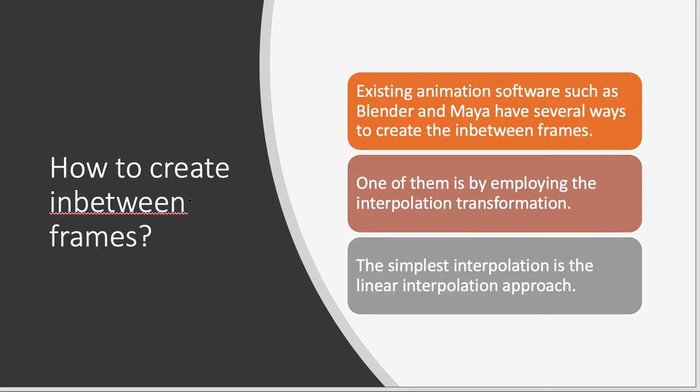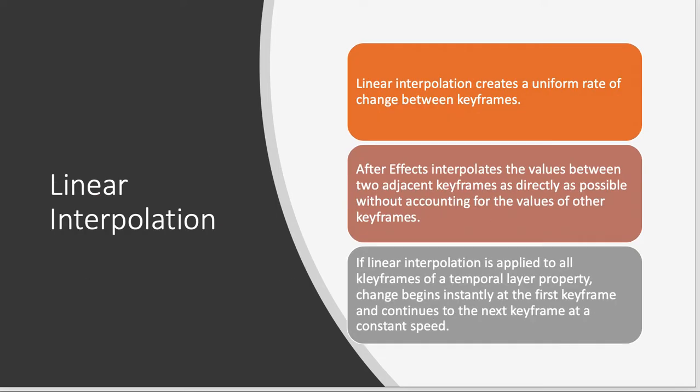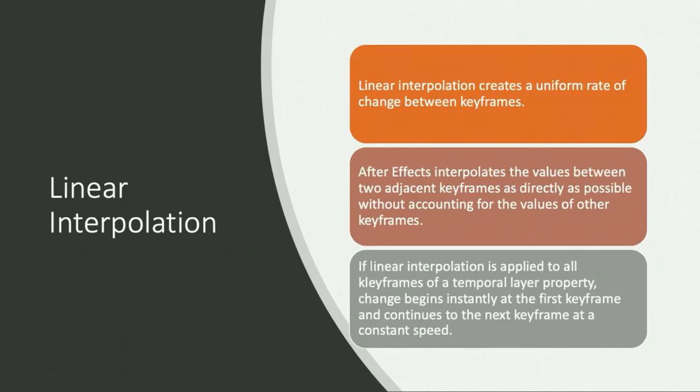How do we create in-between frames? Existing animation software such as Blender and Maya have several ways to create in-between frames. One of them is by employing interpolation transformation. Interpolation transformation means that we apply a mathematical equation. The simplest interpolation is the linear interpolation approach. Now we move into the linear interpolation part.